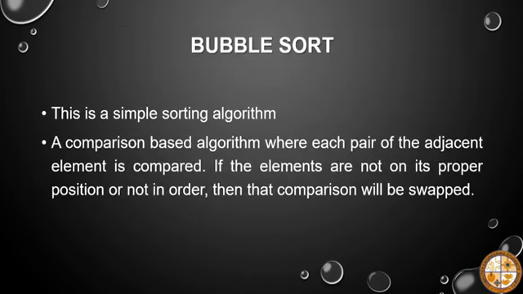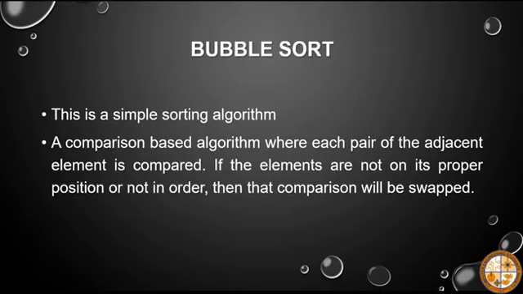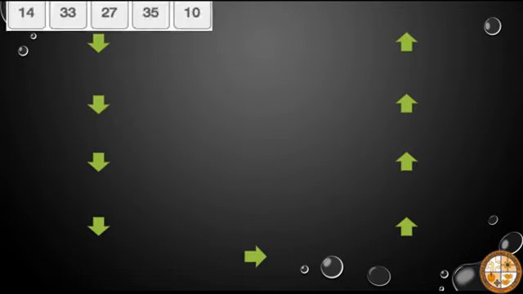First example is the bubble sort algorithm. This is the simplest sorting algorithm, a comparison-based algorithm where each pair of adjacent elements is compared. If the elements are not in their proper position or not in order, then they will be swapped. So let's proceed to the example of bubble sort and how it works.